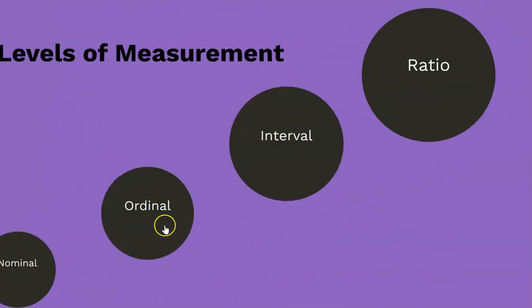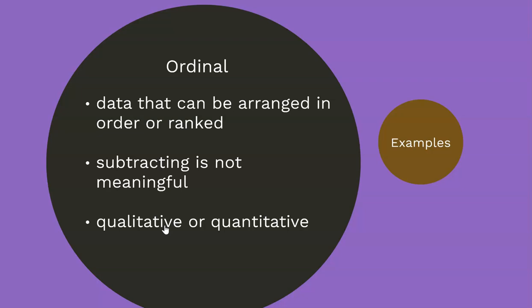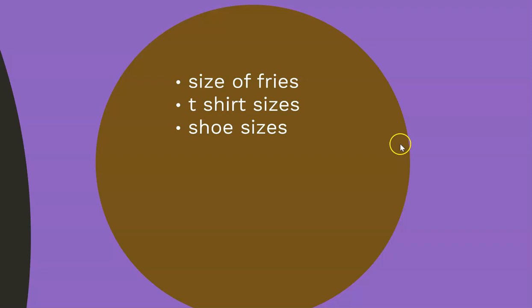The second level of data is the ordinal level of data. Ordinal data is data that can be arranged in an order or ranked. Subtracting is not meaningful, and this data can be qualitative or quantitative. Let's look at some examples here. For example, size of fries, like small, medium, large, that has an order to it, but it doesn't make sense to subtract. What is the difference between small minus medium? That doesn't make any sense.